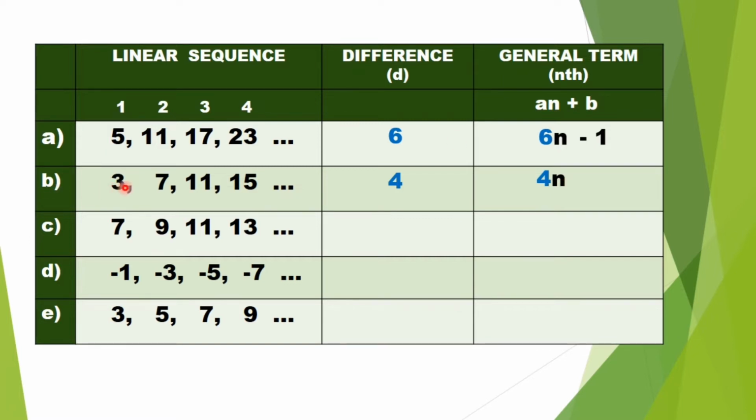The first term here is 3. So we subtract 1. Because if n is 1, 4 times 1 is 4, minus 1 is 3.